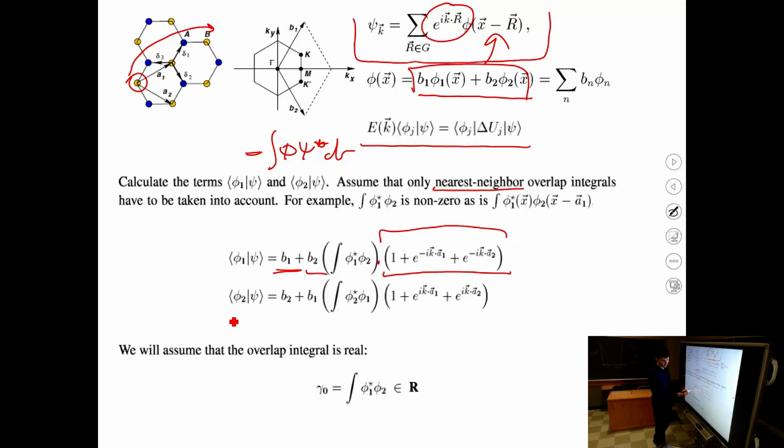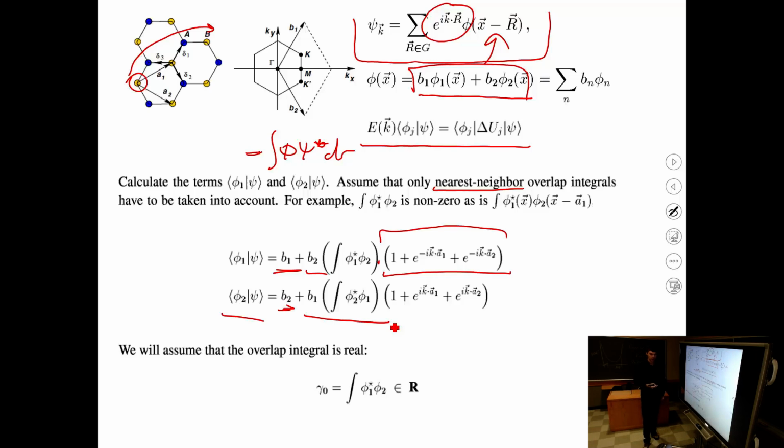So we have a very similar expression for the matrix element of phi 2 with psi. So if we take integral of here phi 2 with psi, we're going to have B2 because of the integral of phi 2 and phi 2 in the psi. So we're going to have this B2, and then we're going to have B1 times the integral of phi 2 phi 1, and the same prefactor with different signs here.